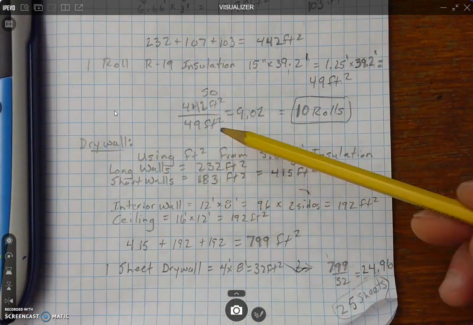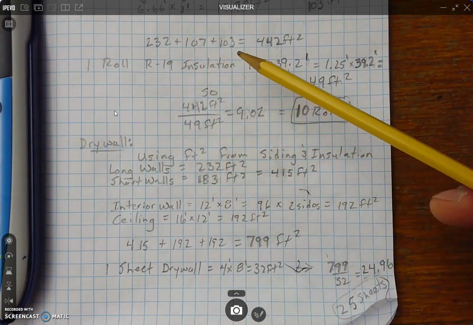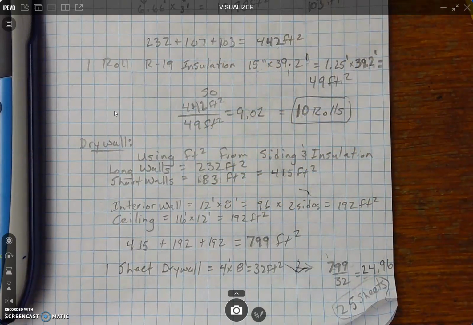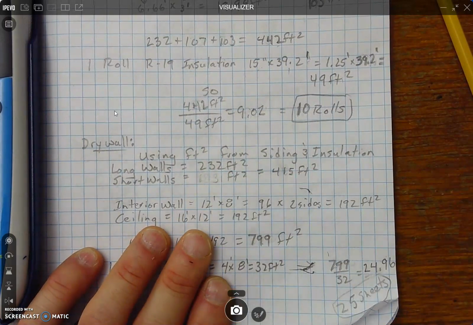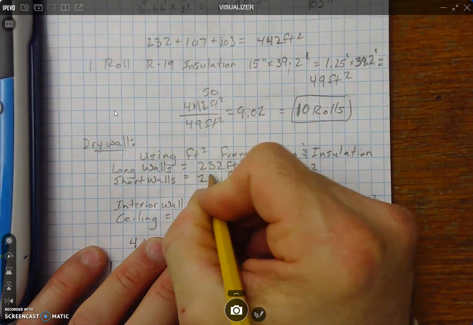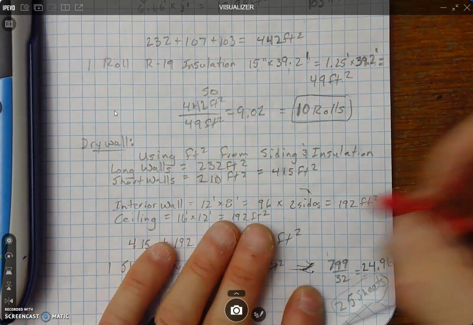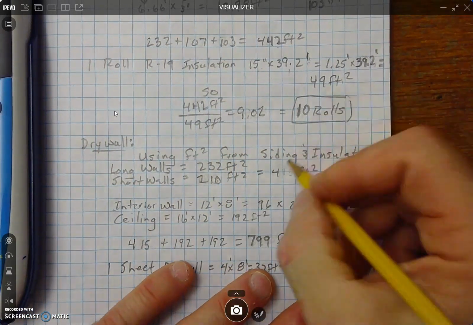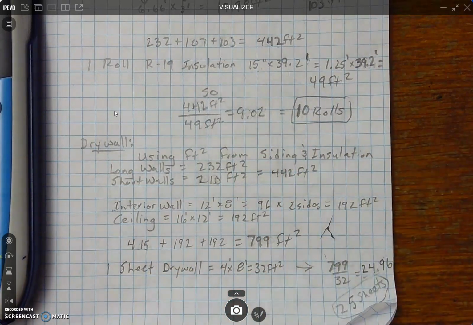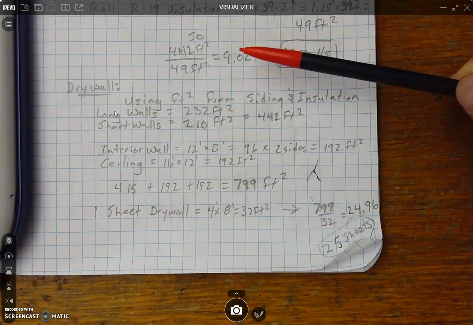But my short walls are going to be these two added together, right? 210. So it's not 183. So I got to change this to 210. And I'm again at 442, right? Okay, so those are my exterior walls.